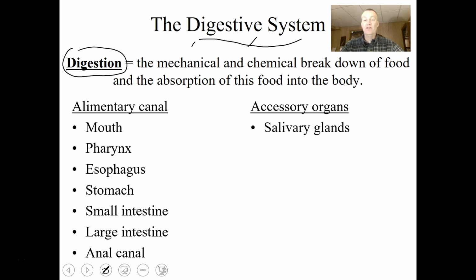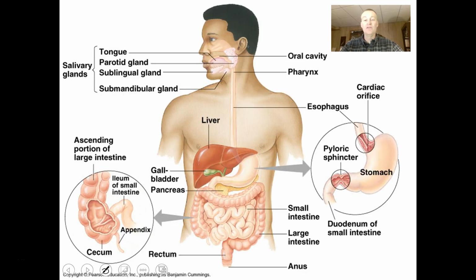So we're going to have salivary glands. They're going to add saliva. We're going to have the liver, which is going to do things like add bile to the digestive materials. We're going to have the gallbladder, which stores the bile and injects it into the small intestine. And then we're going to have the pancreas as well. And these are what the organs look like.